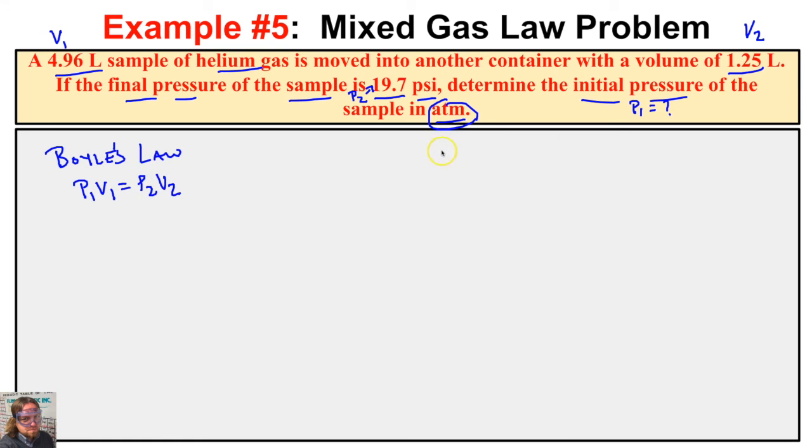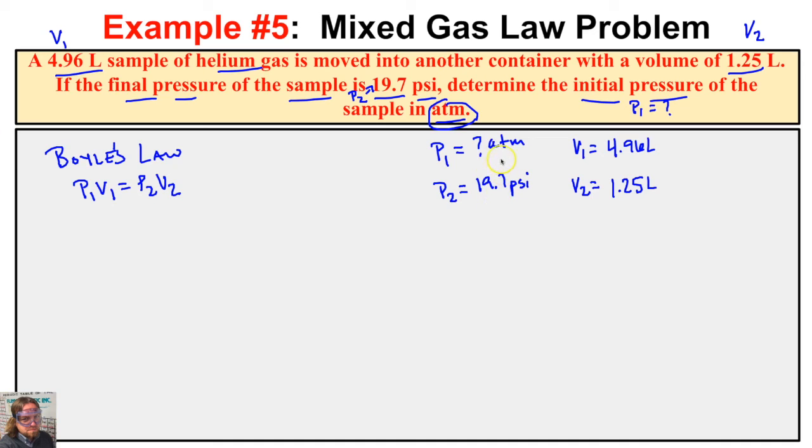And before we start plugging numbers in, let's go ahead and figure this out here. Let's figure out what P2 is. Let's figure out what V1 is. Let's figure out what V2 is, right? So if we take a look here, V1 is going to equal 4.96 liters. V2 is going to equal 1.25 liters. This tells us that P1 is what we're trying to figure out, right? We're trying to figure out the initial pressure. So we want to figure this out, but it needs to be in atmospheres. And then it tells us that the final pressure is 19.7 psi.